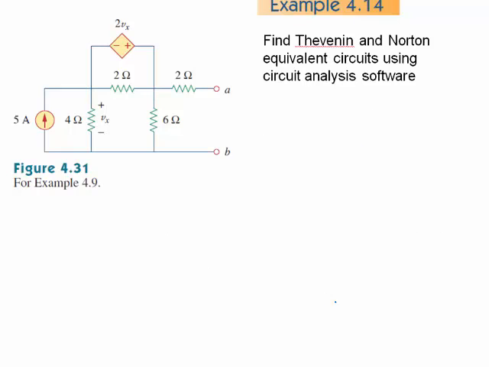So the next example is example 4.14 in your book. Your book did a Thevenin and Norton equivalent circuit using PSpice. We're using Multisim here, although the book example chose to use PSpice. So I'm going to do this example in Multisim for you because I want to find a Thevenin and Norton equivalent, but we have a dependent voltage source in here, which complicates how we find Thevenin and Norton equivalent circuits.